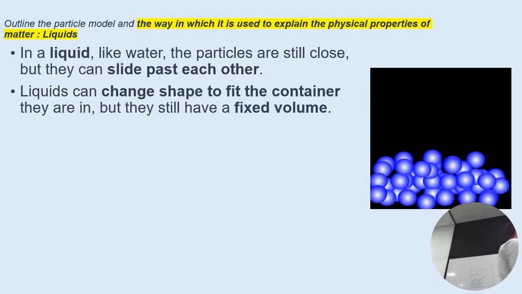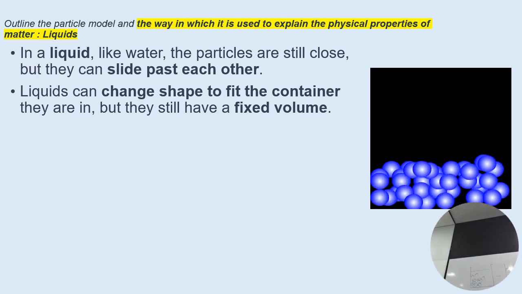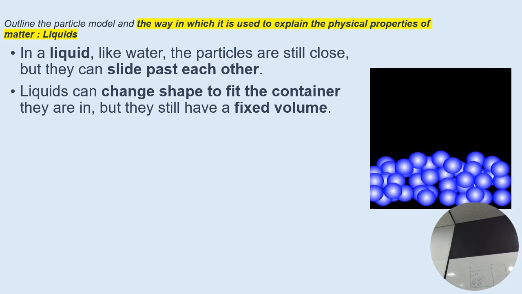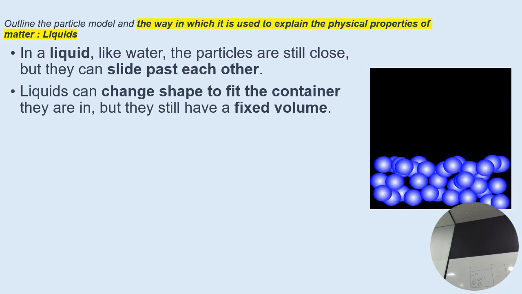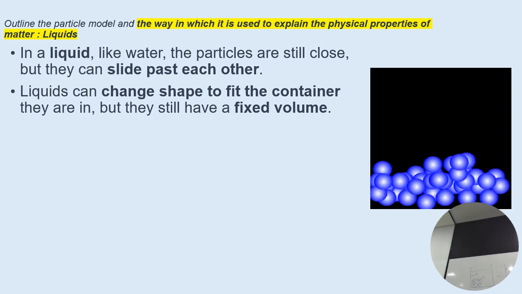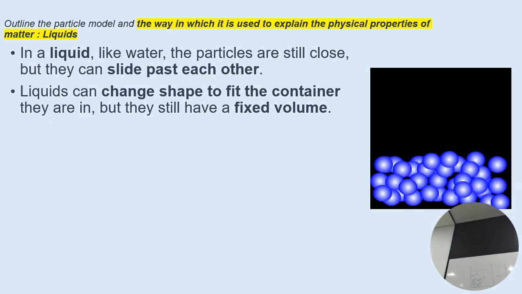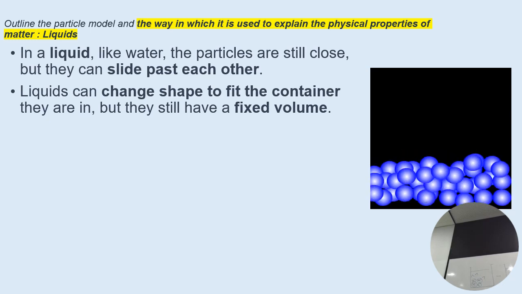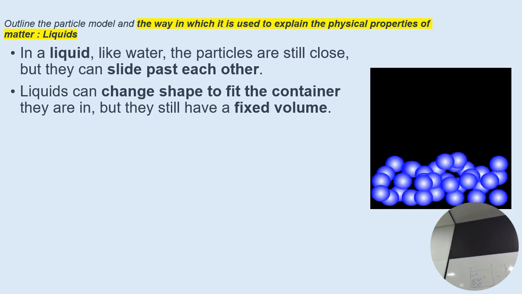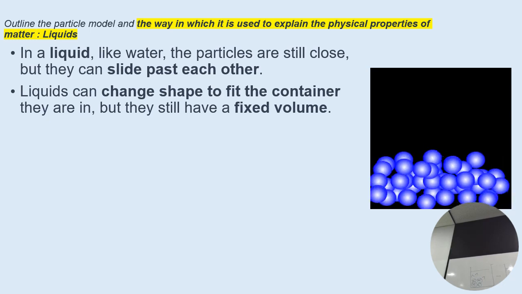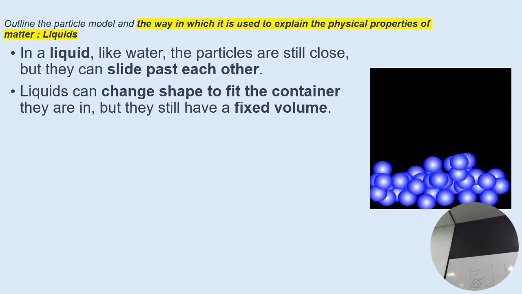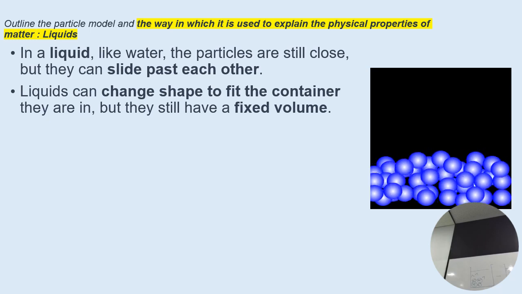In a liquid, particles are still close, but they have higher energy. They're moving. They're rolling over one another. Liquids and gases alike are known as a fluid. Fluid substances are substances that flow. They can pour. They can change shape, and the shape in which they occupy fills the container in which they are in.